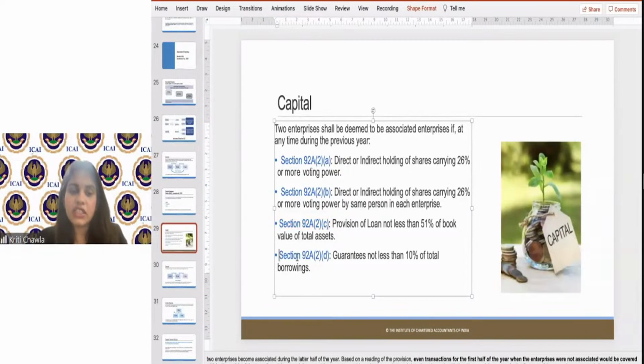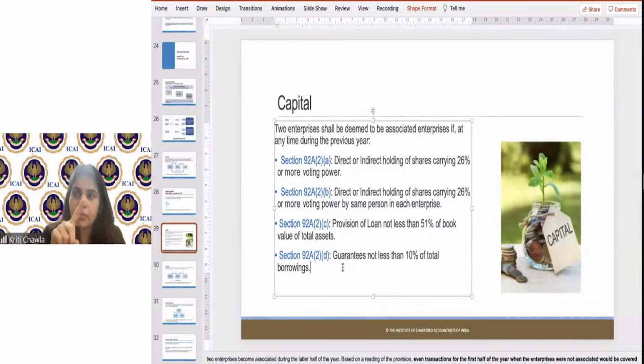Then there is section 92A2D, which says guarantees not less than 10% of total borrowings. Now, what happens is, let's say there is a subsidiary company. Subsidiary company wants a loan from a bank. Bank says that I will be able to give you that particular loan only if some company gives me a guarantee that in case the company defaults, then you will be there to repay that particular loan.